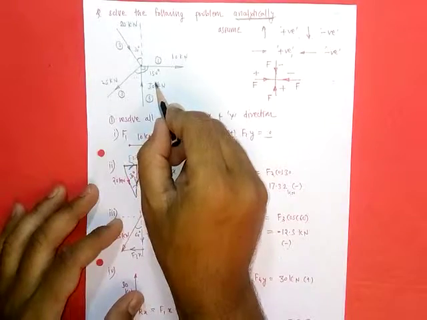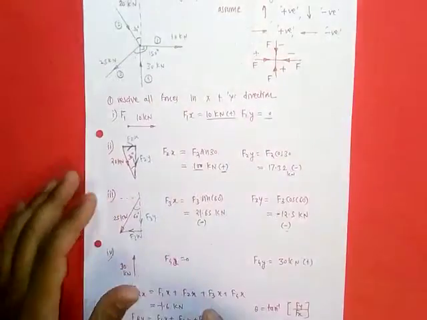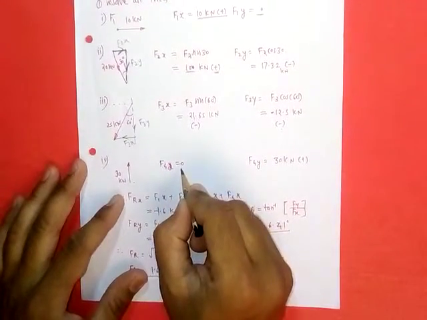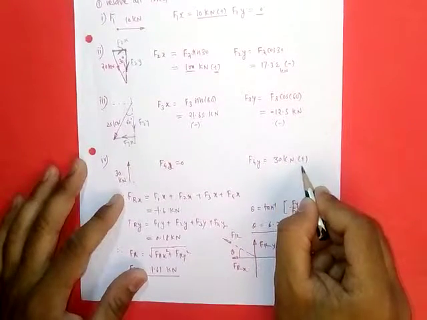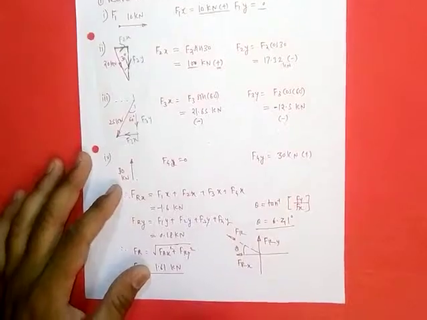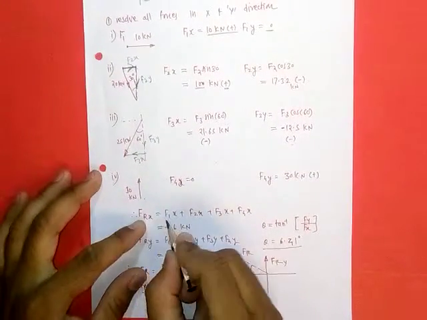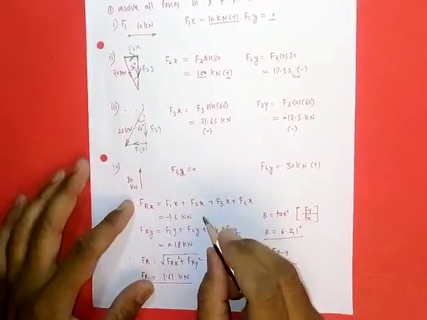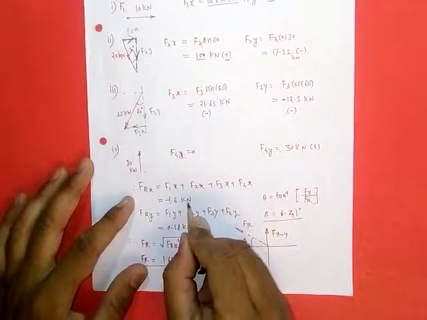Then last force is this 30 kilonewton. It is moving in upward direction, and it is having only vertical component, no horizontal component. So F4x will be 0 here, and F4y is equal to 30 kilonewton and positive. Now add all Fx. So all Fx is equal to F1x, F2x, F3x, F4x. By adding all, we get resultant x component as minus 1.6 kilonewton.